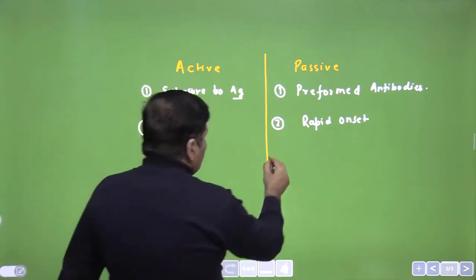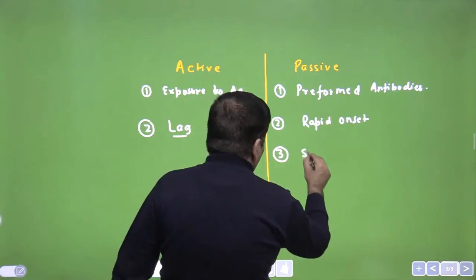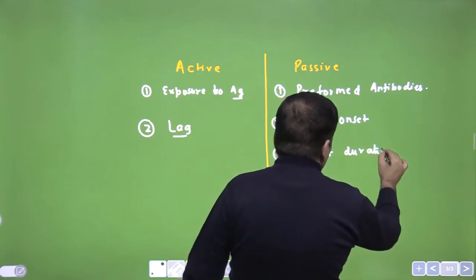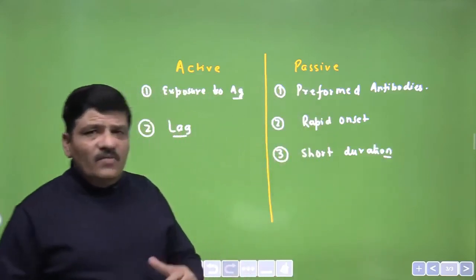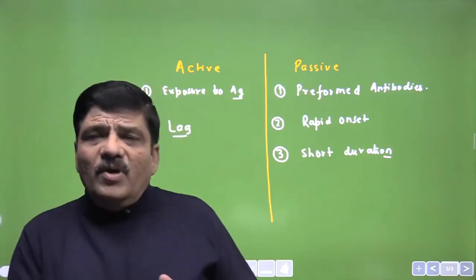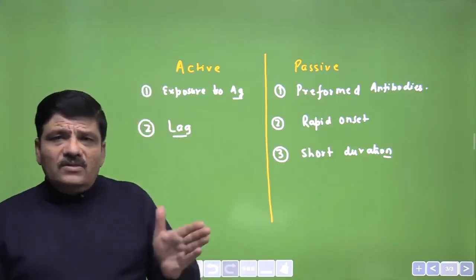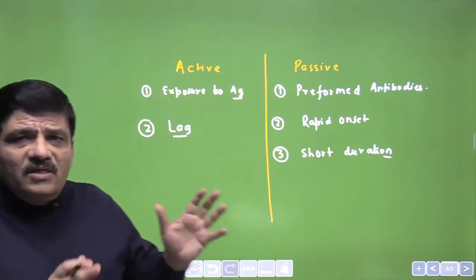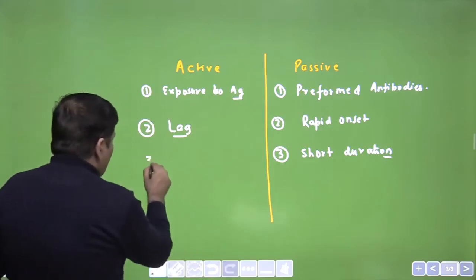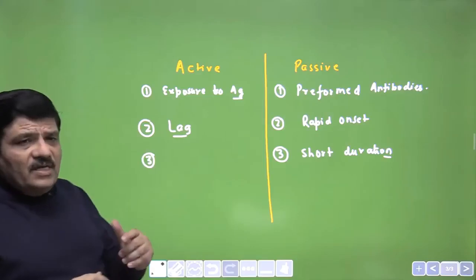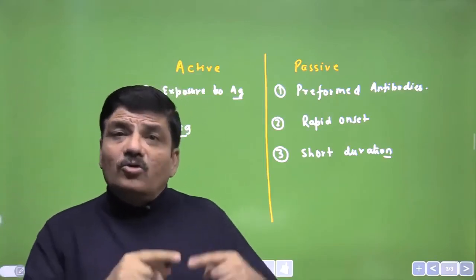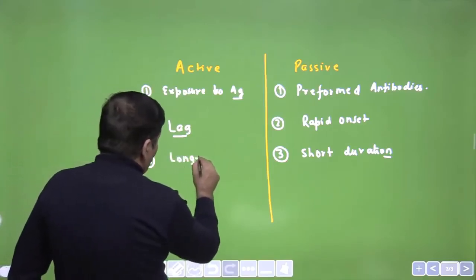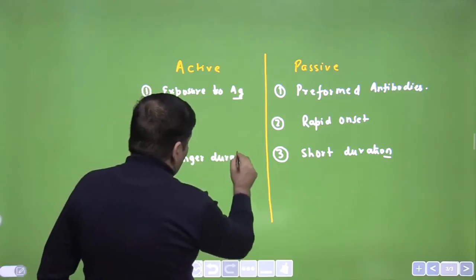The third thing is that passive immunity would be of a very short duration. The simple reason is that you have given preformed antibodies and they will have a particular half-life, and because the body is not making antibodies, once these infused antibodies are finished, then the immunity is gone. So that means it is for a shorter duration. But in active immunity, because the immune system has been sensitized and it keeps on producing antibodies, it also makes memory, if you remember. So therefore this would be of longer duration.